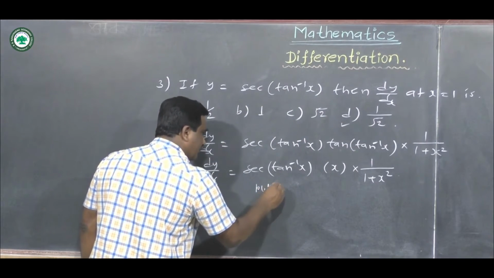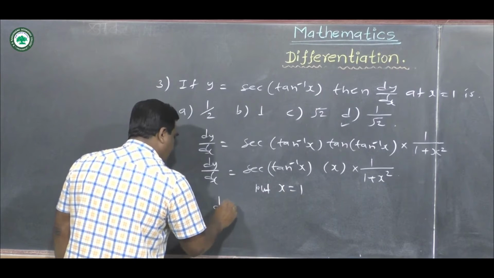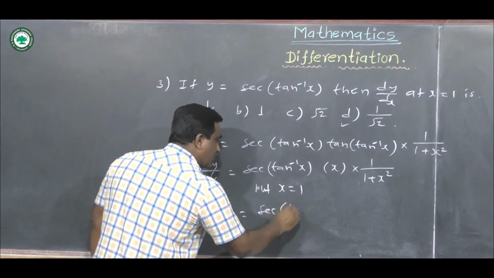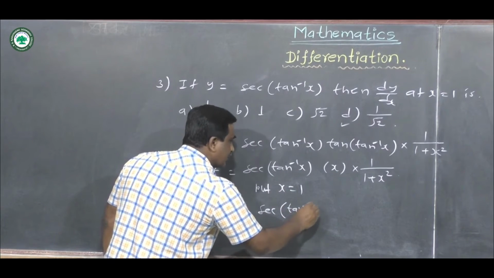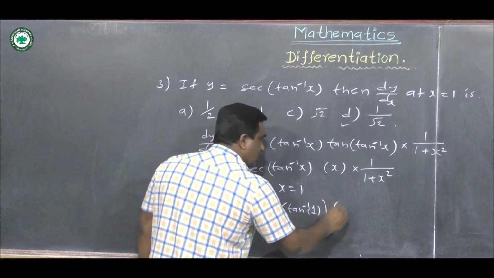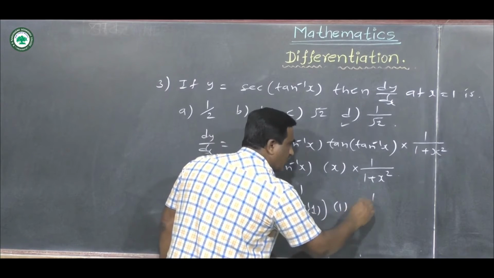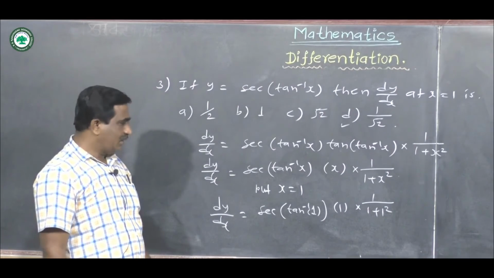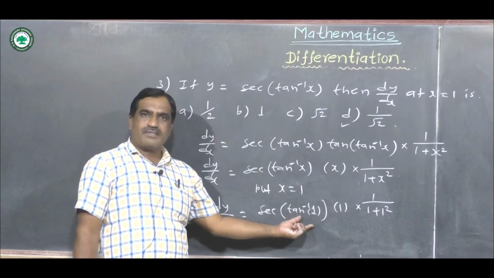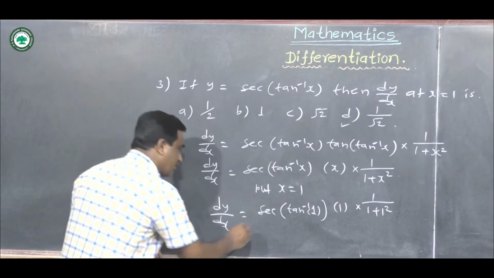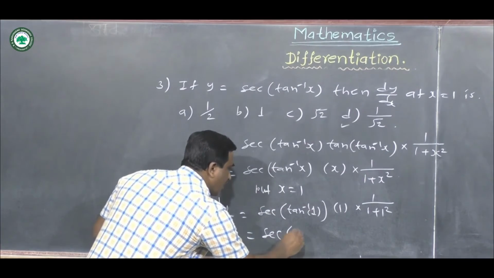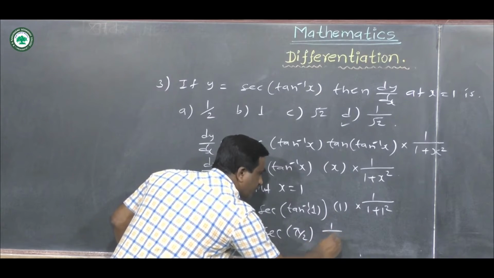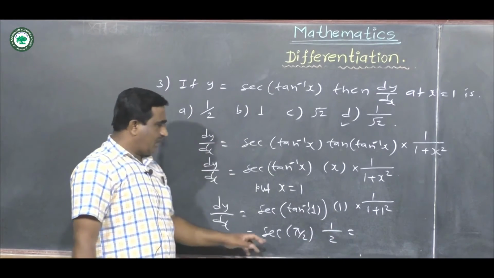Therefore, dy by dx at x equal to 1 is sec of tan inverse 1, tan inverse of 1, into x equal to 1, into 1 upon 1 plus 1 square, that is 1 square means 1. Now the value of tan inverse of 1 is pi by 4. Sec of pi by 4 into 1 upon 2 equal to sec pi by 4.